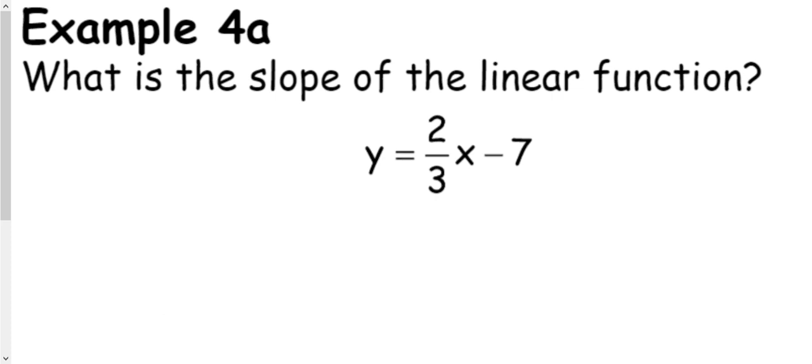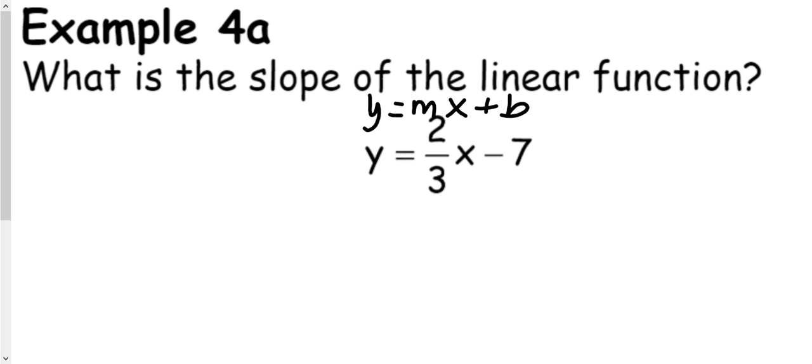In this example, we are given an equation in slope-intercept form. What is so important about slope-intercept form? What is slope-intercept form? Y equals mx plus b. What does the m stand for? And what does the b stand for?